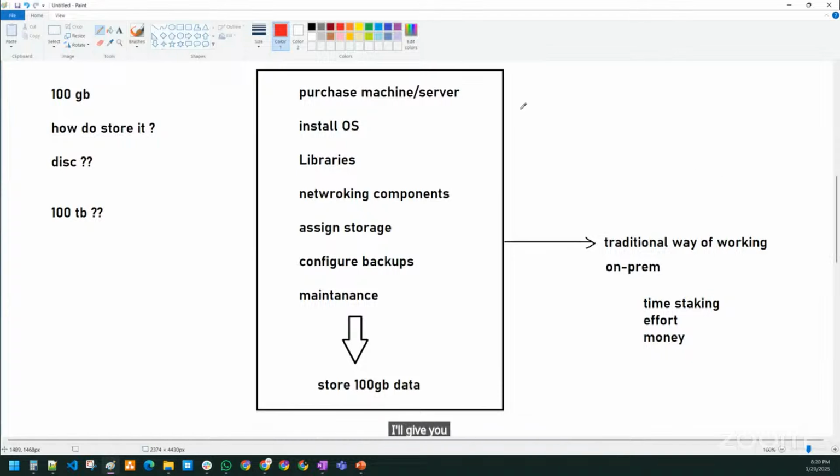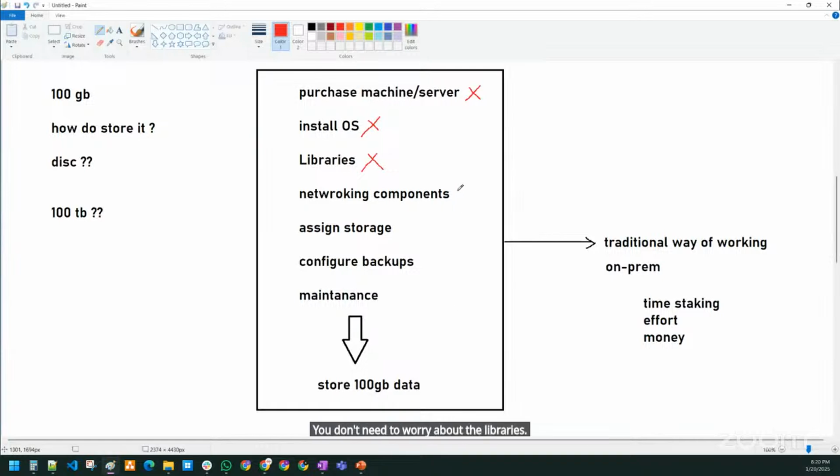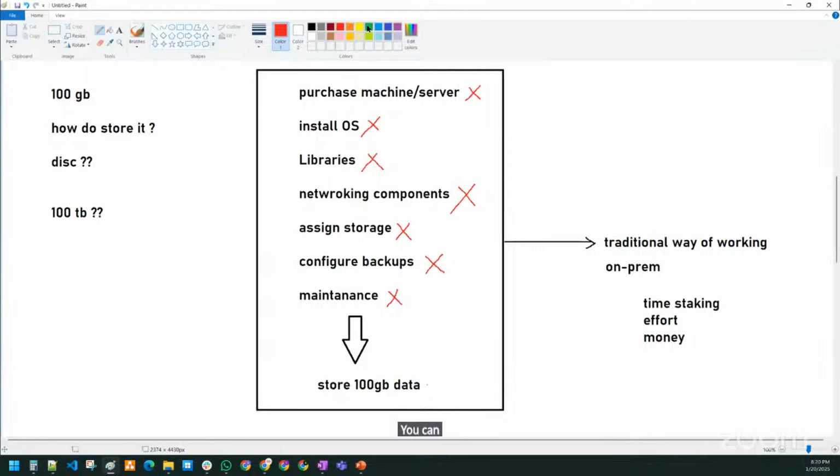Right? So you don't need to purchase the machines. You don't need to install the operating system. You don't need to worry about the libraries. You don't need to worry about the networking components. You don't need to assign the storage. You don't need to configure the backups, and you don't need to worry about the maintenance. You can directly go for the storage.